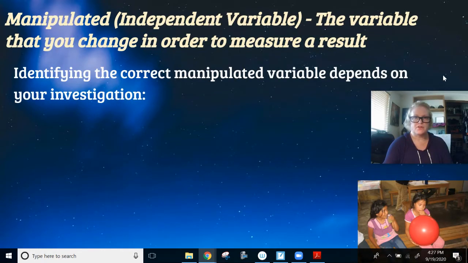So, manipulated variables. Manipulated variables are also called independent variables, and that is the variable that you change during the investigation in order to measure a result. Identifying the correct manipulated variable depends on whatever investigation you are doing. For Ms. Hall's question, is air matter? There's many different ways you could have approached doing that investigation. Here are some possible manipulated variables that she could have chosen.